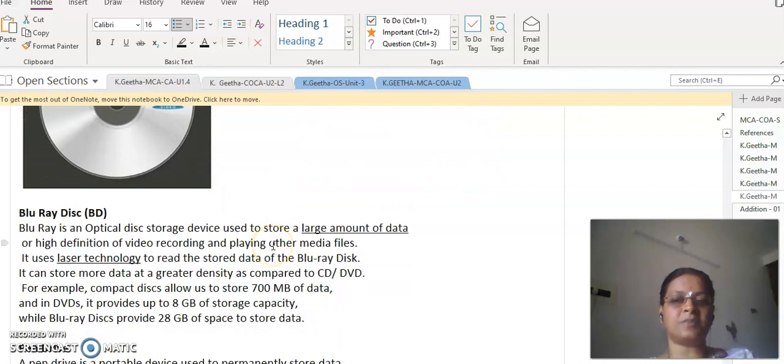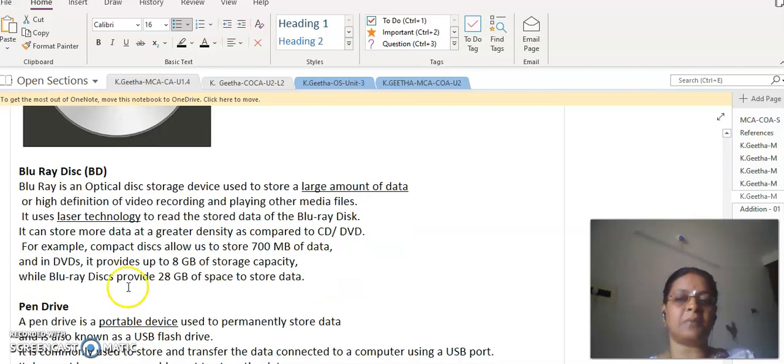And there is another concept called Blu-ray Disc. It is going to be a different technology, and it is used to store large amounts of data. Especially when the video has high definition, with some extra parameters to improve the resolution, then we can make use of this Blu-ray disc. Of course, it uses laser technology. So all the information is read and written from the disk by using laser technology, and it can store more data with a less compact size. So that's a technology of recent days, and it can provide capacities of 28 GB of space to store the data.